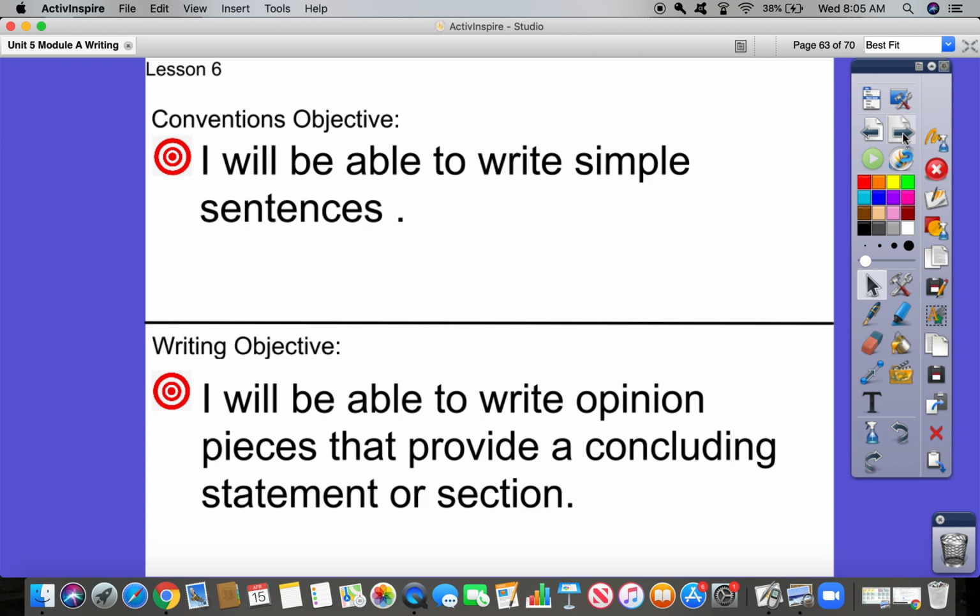Our objectives for today, our conventions objective is I will be able to write simple sentences. And our writing objective is I will be able to write opinion pieces that provide a concluding statement or section. So the concluding statement comes at the end of our writing.